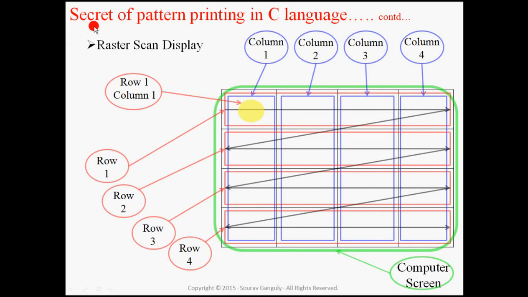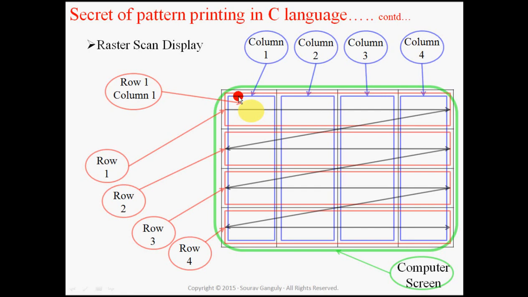Now let us discuss the secret of pattern printing in C language. This is the most important thing to understand how a pattern is actually printed on the computer screen. This is our computer screen. It is written here.